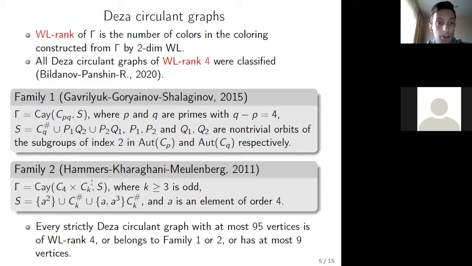And the second family was found by Hämäläinen, Karahani, and Mellenberg. These graphs are over a cyclic group of order 4 multiplied by k, where k is an odd integer greater than 2.